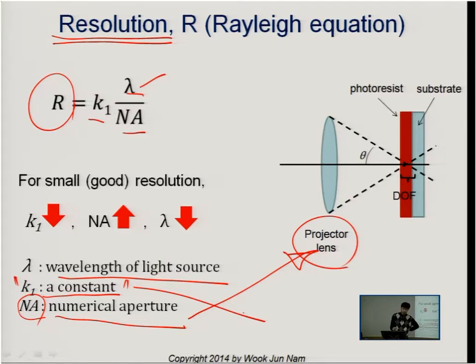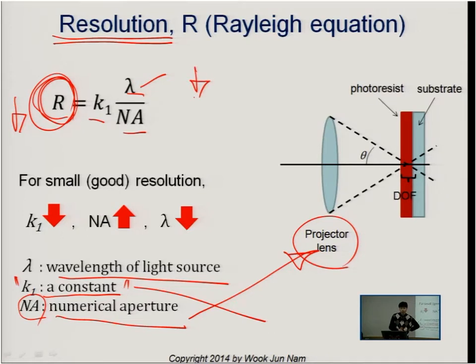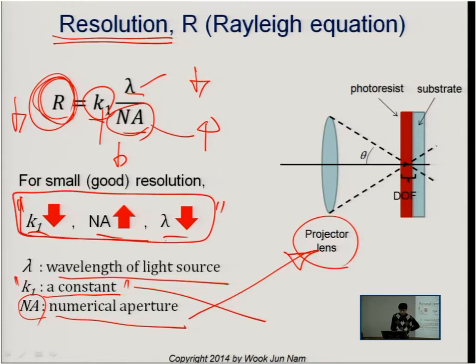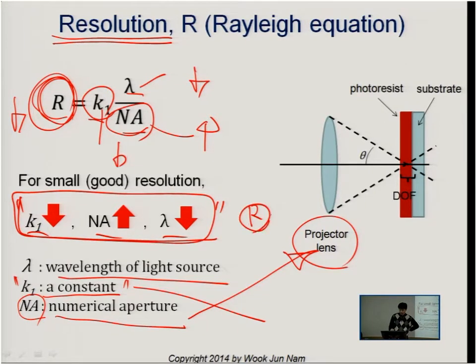So a good resolution is a small number of R. To achieve a small R, the wavelength should be small. In other words, the wavelength of the light should be shorter. The numerical aperture should be big. And the K1 constant should be smaller. Making this trend is the key to improving the resolution.